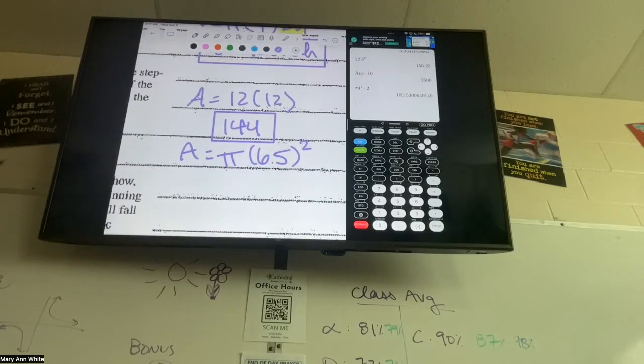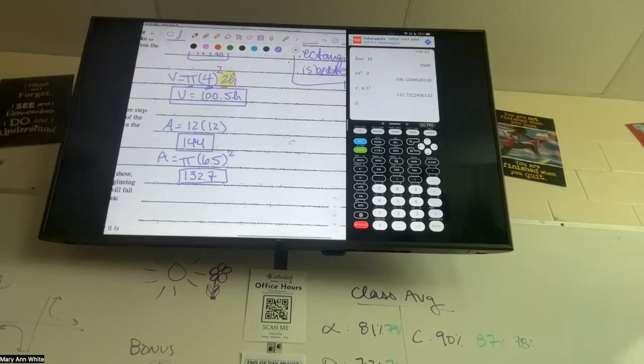So pi times 6.5 squared is going to be 132.7. Which one here is a better deal? The square one, good. One's bigger, so it's better.